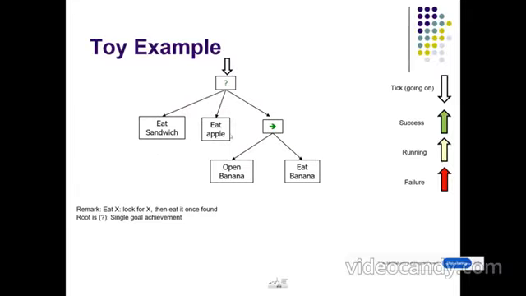But this doesn't happen all the time, by the way. You could, for example, not find a sandwich, then find an apple, and you're done. There's no need to find a banana. Now, who decides this? You, as a designer. So this is one goal, or single goal achievement, using OR.